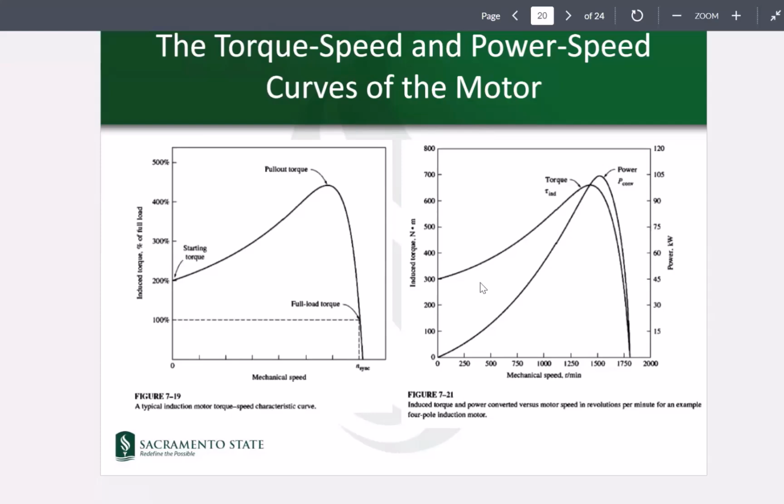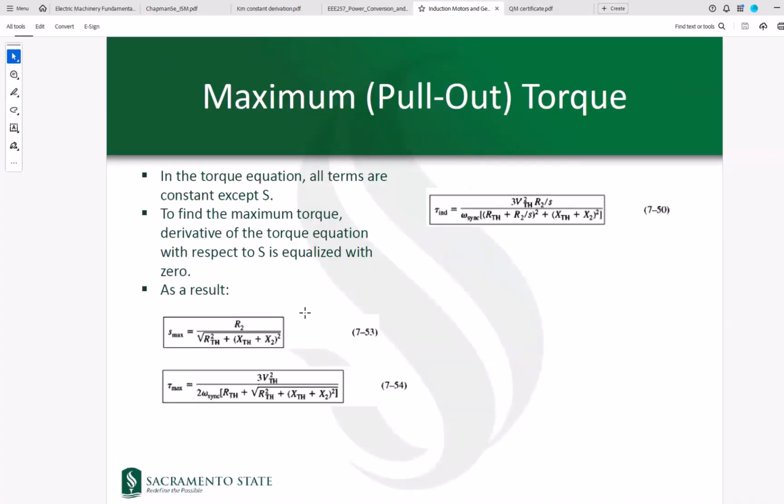If you put the power and torque together on the same diagram, here is the induced torque. This side is showing the power. This is the curve of power with respect to speed, and this is the torque curve with respect to speed. Note that at the point where you have the maximum torque, which would be here, you do not have the maximum power, right? So there is a difference between the maximum power point and the maximum torque point. Keep that in mind.